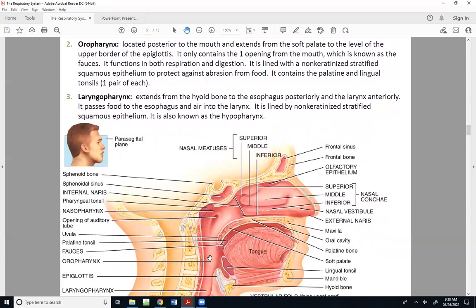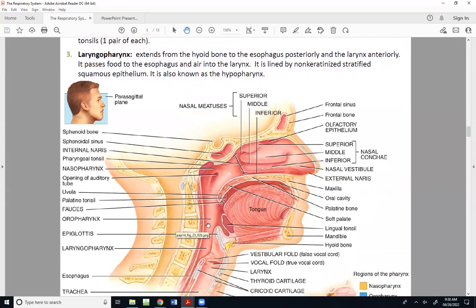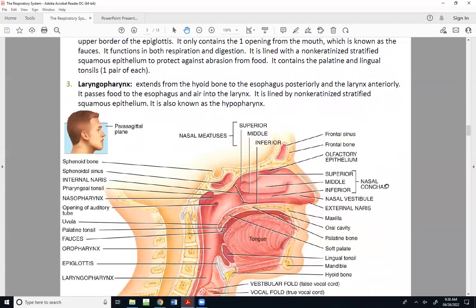Most notably would be first the oropharynx, which gets its name because it's posterior to the mouth. Anytime you see oro or oral, it's going to refer to the mouth. Okay, it extends from the soft palate, which is what we just said is the back of the roof of our mouth, to the level of the upper border of what's called the epiglottis, which is this structure here. We'll talk a little bit more on the next page.